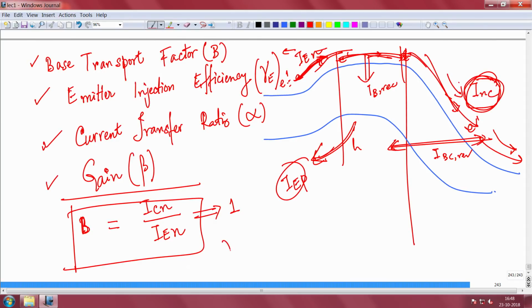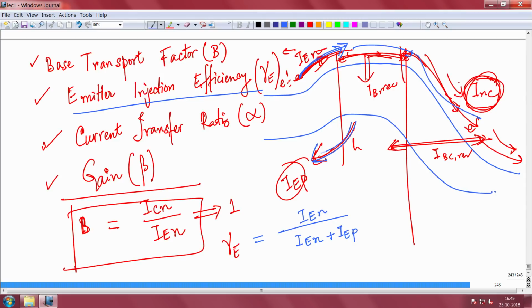The emitter injection efficiency gamma E is defined as follows: out of the total emitter current, IEN plus IEP, okay, this is also emitter current, this is also emitter current. Out of these two components, what is the fraction that is useful, which is IEN, because this is the useful current that will go and come out as collector current. The other is a useless component that comes out of the emitter only. Okay. So what is this fraction?